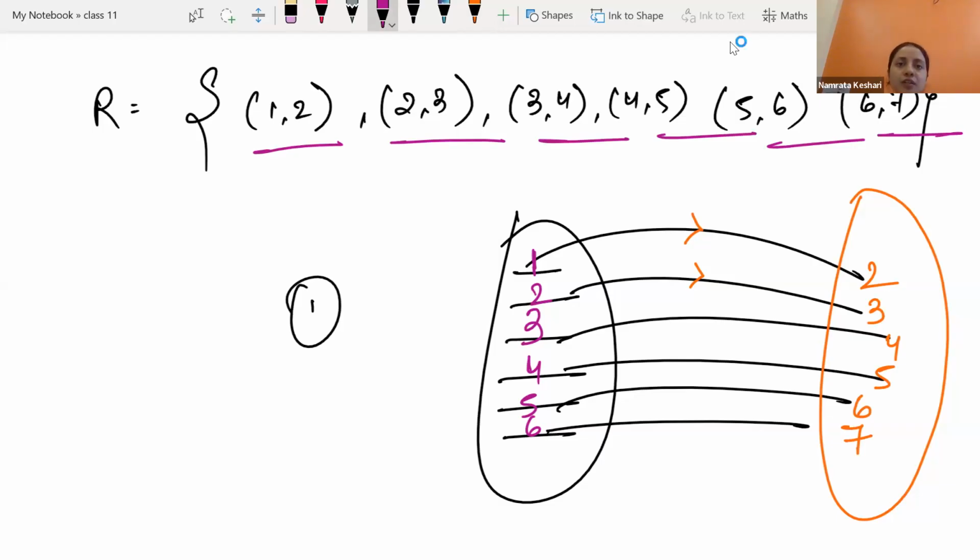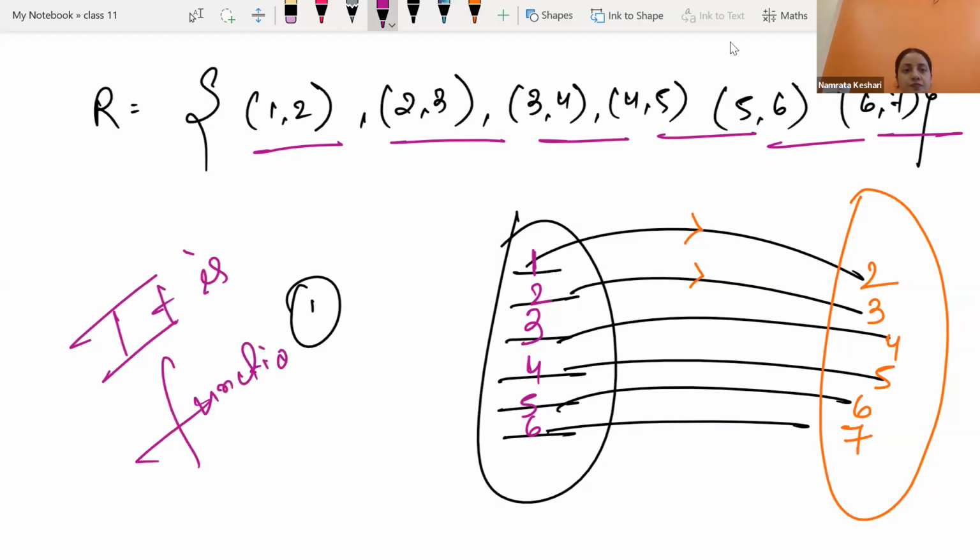So we don't have to get confused. It is a function. Yes or no? Is it clear? The function definition says that each and every element from the first set has its unique image. So when you are giving the input 1, output is 2. When you are giving the input 2, output is 3. So a unique image is there. It's a function. Clear?